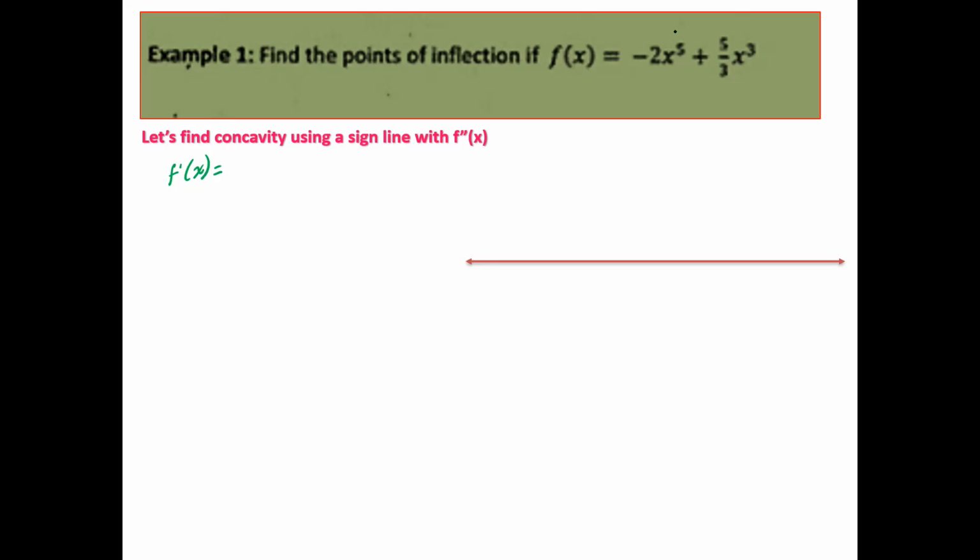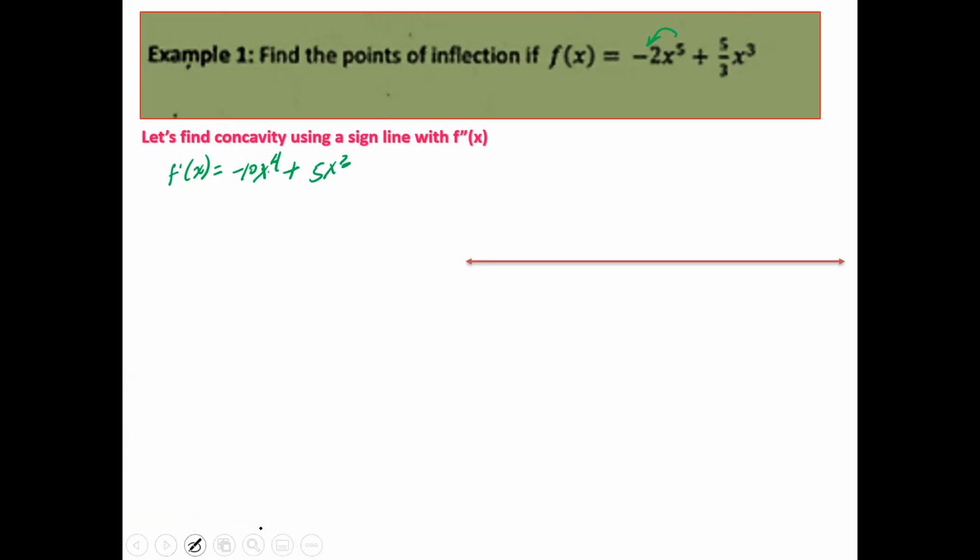That is 2x to the 5th power, bring the 5 down. That's a negative 10x to the 4th power, plus 5/3 times 3 is just a 5x squared. So that is going to be your first derivative, okay?